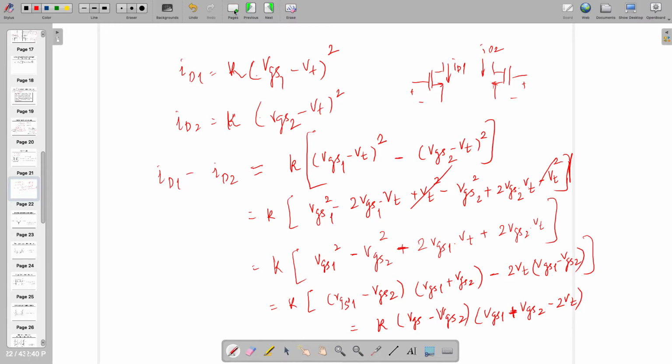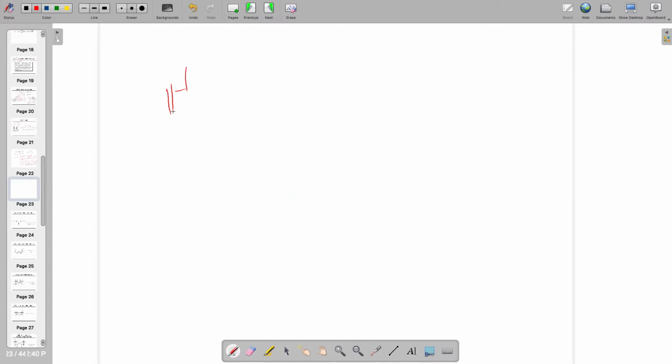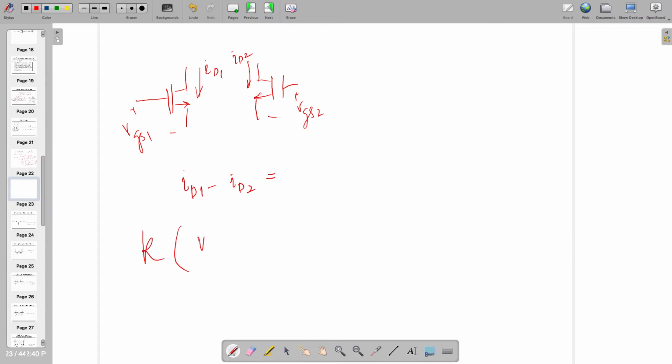So remember this, whenever there are two transistors, anywhere they have been kept, there are two currents ID1 and ID2 for different VGS1 and VGS2. The current ID1 minus ID2 is equal to K times (VGS1 plus VGS2 minus 2VT) times (VGS1 minus VGS2).